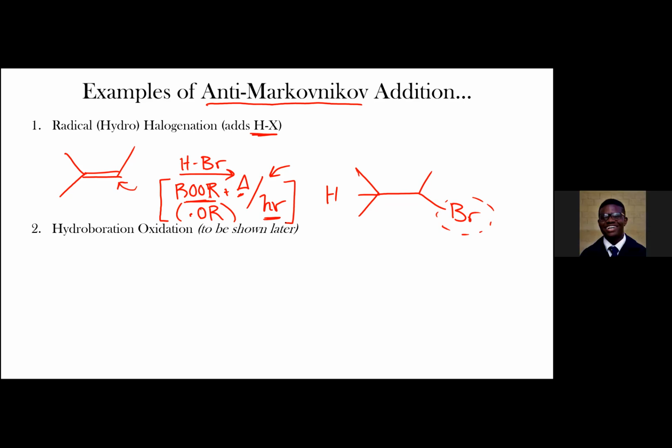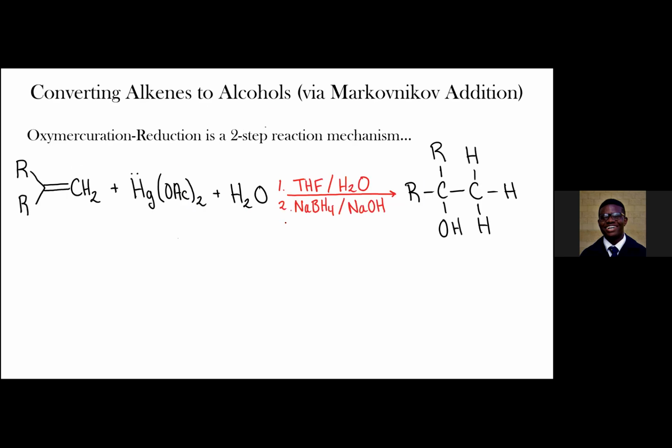What other questions are there? Okay, so let's get into our first reaction that we said we would talk about later, and that's this reaction that converts alkenes into alcohols. It's called oxymercuration reduction. Some places you might see it called oxymercuration demercuration reduction. Same exact thing and same mechanism.